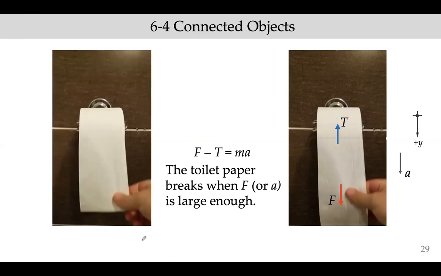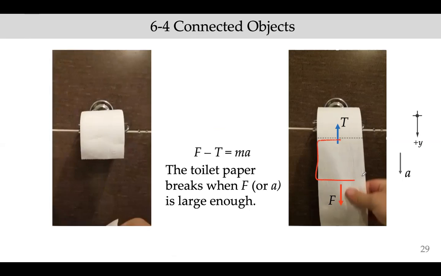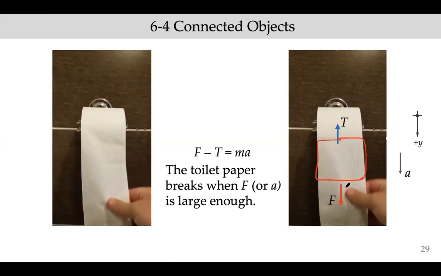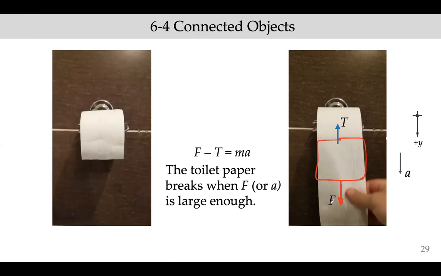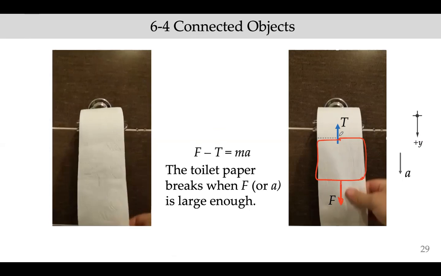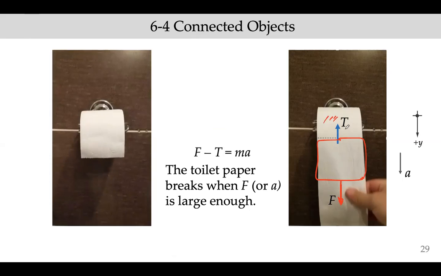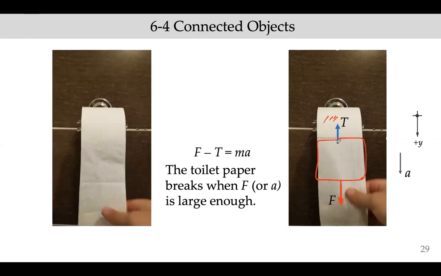How can we understand this? Well, if you think about this portion of the toilet paper, what are the forces? One of the forces is the force coming from the hand, pulling it down. The other force is coming from this part of the toilet paper. You can think of this as maybe some string or rope. It's actually pulling it up.